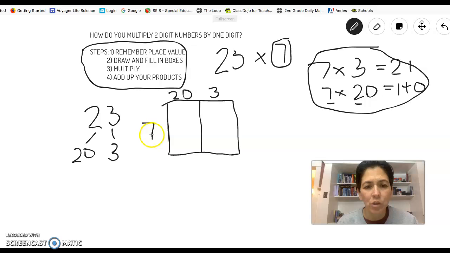So 7 times 2, we're doing our core problem again. 7 times 2 is 14. And then how many zeros do we have here? We have 1. And then 7 times 3, which is 21. And these are our products. Okay, so we did our place value. We drew our boxes. We filled them in. And we went ahead and multiplied. We multiplied the 7 times the 20. Then we multiplied the 7 times the 3. And these are our products.